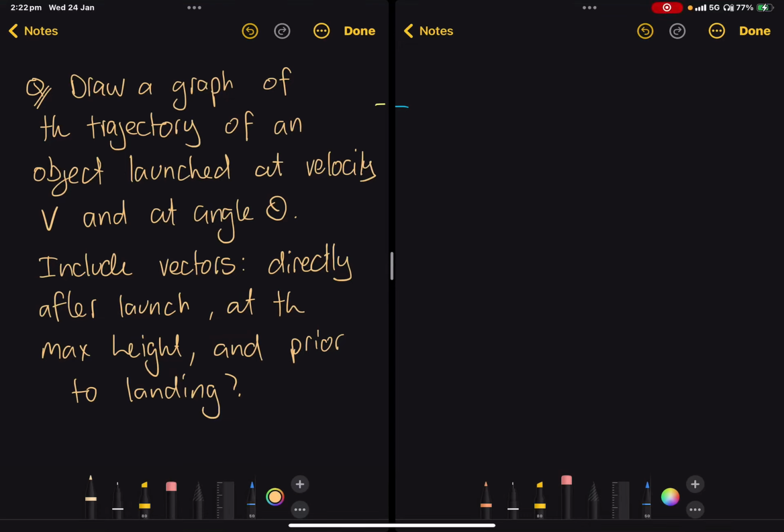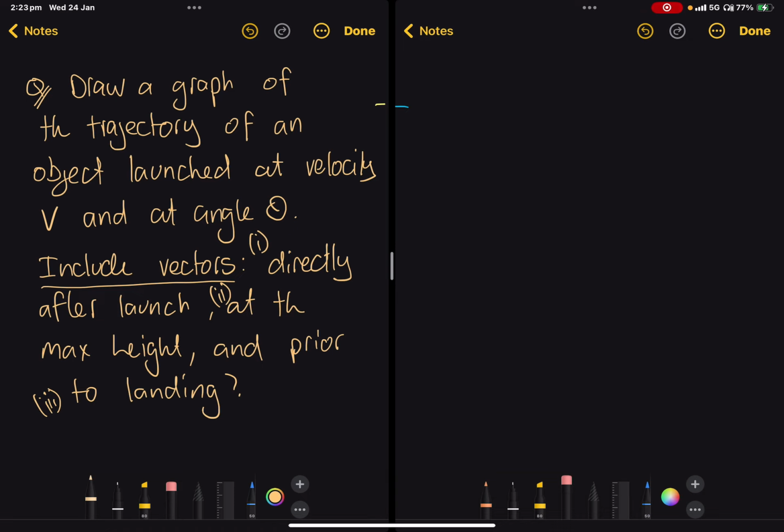So we're going to take a look at another advanced mechanics question. We're told to draw a graph of the trajectory of an object launched at velocity v at an angle theta. We have to include the following vectors: directly after the launch, when it's at the maximum height, and prior to landing. So when it says include vectors, we're assuming this means horizontal velocity vector and vertical velocity vector.